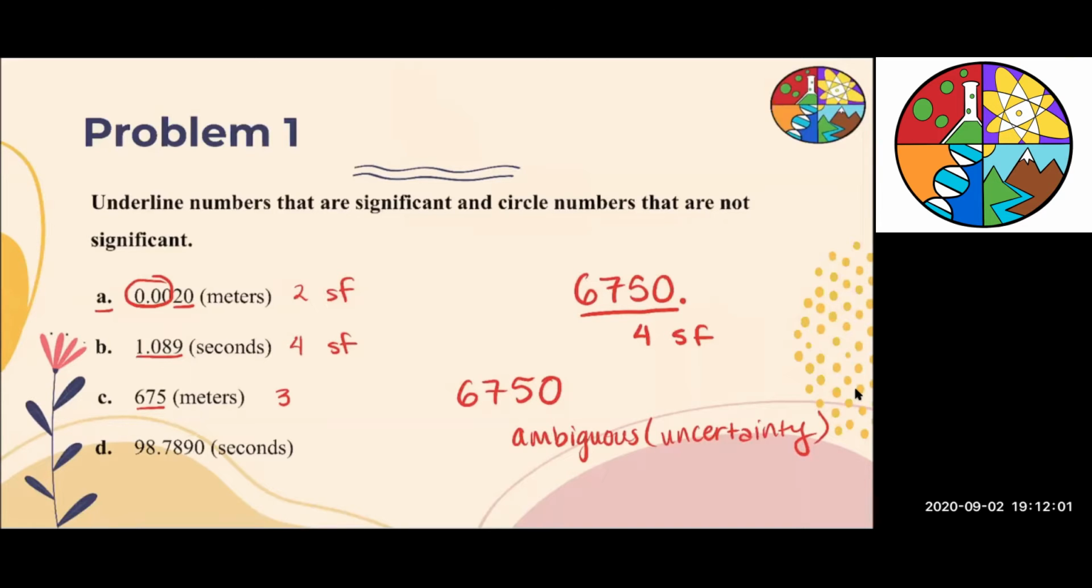All of them? Six. Yeah, it would be all of them. So you have 4, 5, 6. So you have 6 sig figs.